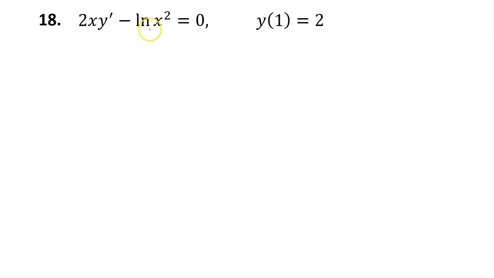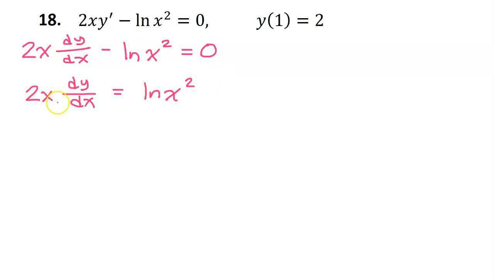We have natural logs on this one. Neat. Let's start by writing dy dx instead of y prime. We want to get all of the x's on the right-hand side and leave the y, which in this case is just dy, on the left-hand side. So let's start by adding natural log x squared to both sides. Next, I think I will move the dx to the other side by multiplying both sides by dx. Now we can move that 2x over to the right-hand side by dividing both sides by 2x.